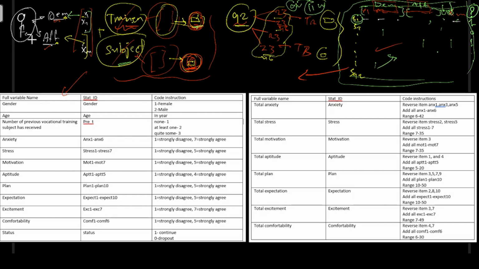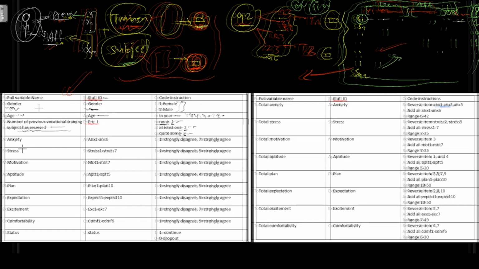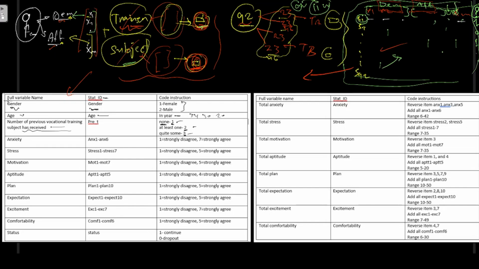In the demographic variables, we have the gender, and in the code instruction, gender is female or male. Then we have the age, in years. Then we have the number of previous vocational trainings the subject had received, on 3 different scales: 1 means he didn't, 2 means at least 1, 3 means quite some. Consider these a sample of our demographic variables.